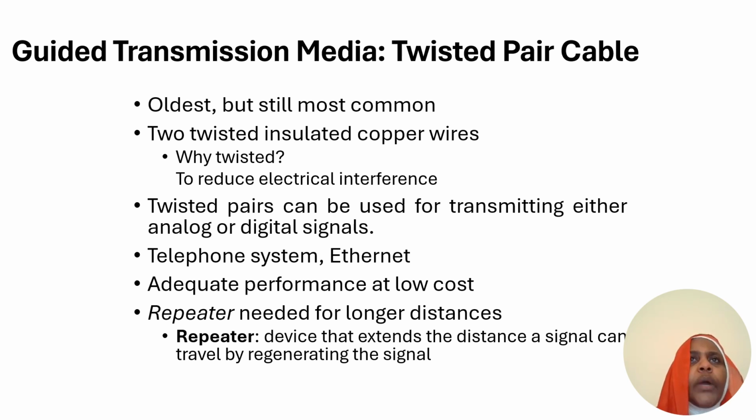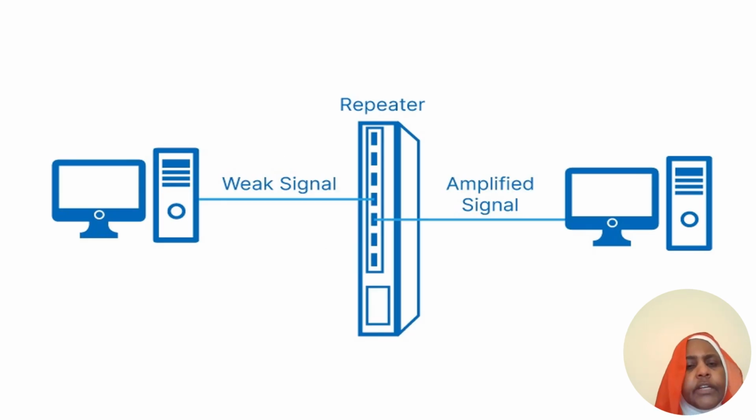But as the wires extend, the signal becomes weaker. That's why we need repeaters. A repeater is a device that extends the distance between signal source and signal destination by amplifying the signal. It's very simple. It's a physical layer device that takes a weak signal, amplifies it, and resends it.